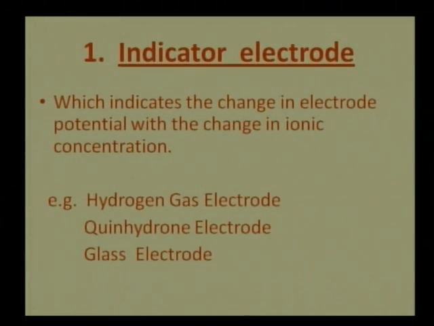Indicator electrode, which indicates the change in electrode potential with the change in ionic concentration. In case of neutralization titration, the potential changes depending upon the hydrogen ion concentration and OH minus ion concentration. As the concentration changes during the reaction, the indicator electrode measures the particular change. According to this change, the EMF changes, and that EMF is measured by the electrode.